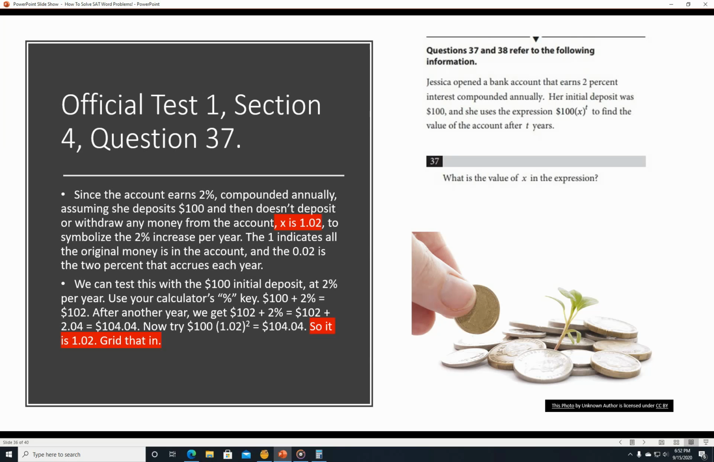Some bank accounts will compound it daily or weekly, etc. Your credit card definitely likes to compound what you owe the credit card company daily.